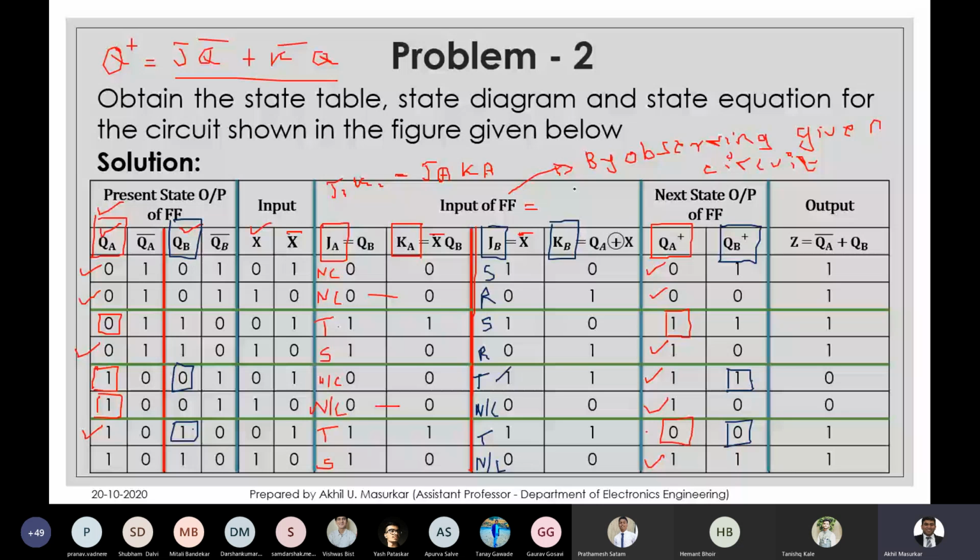Okay. Now from the state table, you will make a state diagram. From the state table, you will make a state diagram. Come on, make it. From the state table, you will make a state diagram.